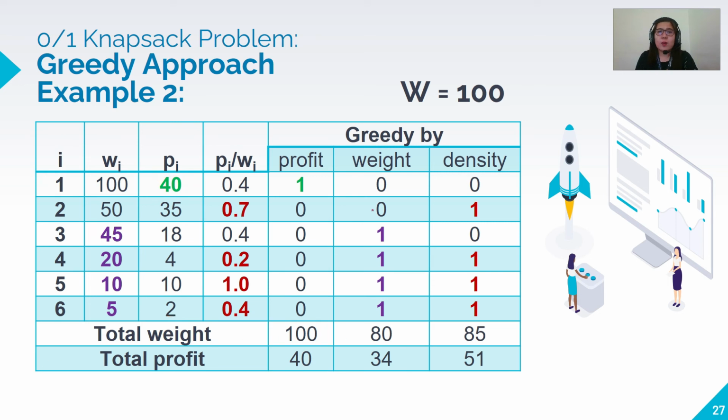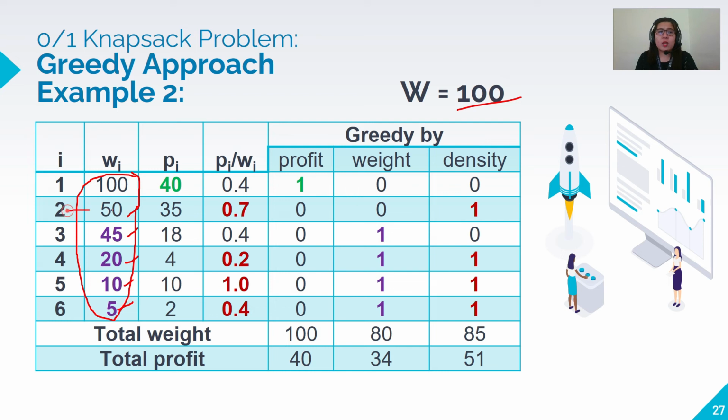Next, greedy by weight. For greedy by weight, this one. The least weight of the item. So, ang pinaka-konti dyan is 5. And then, followed by 10. So, that is already 15. Followed by 20, that is 35. Followed by 45, that is 80. Kung isasali natin yung 50, that is already 80 plus 50, that is 130. It exceeds sa ating W.